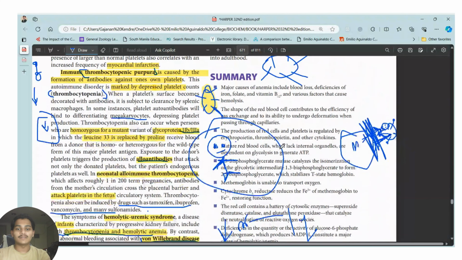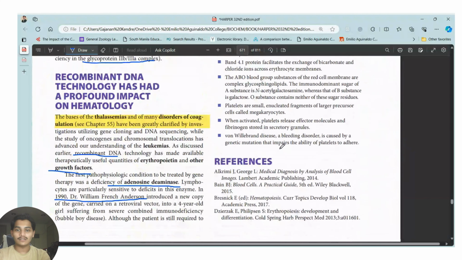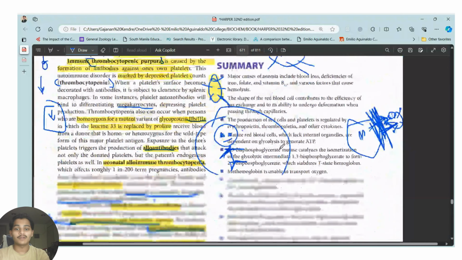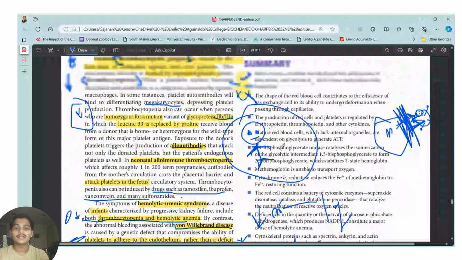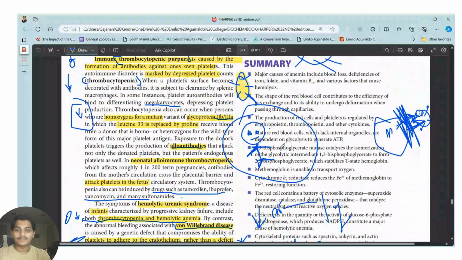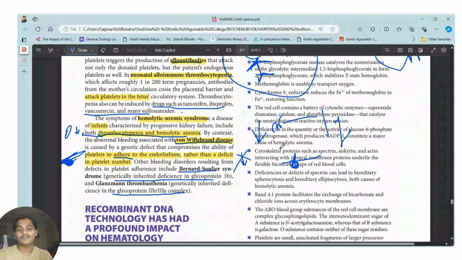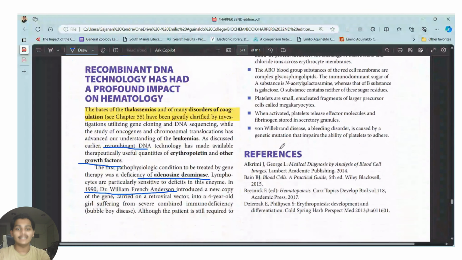This is the summary of the chapter which you can read later. This is not a perfect summary of the chapter. There are many more points for which you have to read the chapter. More importantly, these are the references.